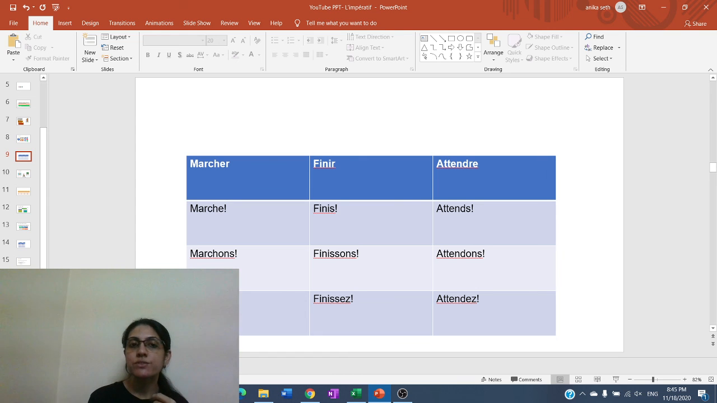Similarly, conjugations of the verbs marcher, finir, attendre. Marche, marchons, marchez: tu, nous and vous forms of the verb marcher. Finir, IR verb: finis, finissons, finissez. S is not removed over here in finis because it is an IR verb. The rule of removing S only applies to ER verbs. Then attendre, RE verb, again S is not removed. So attends, attendons, attendez.